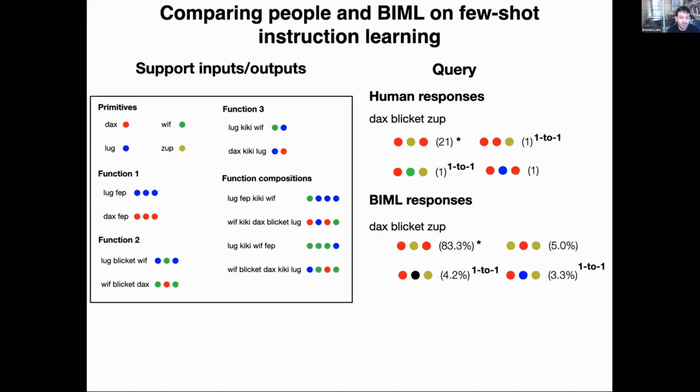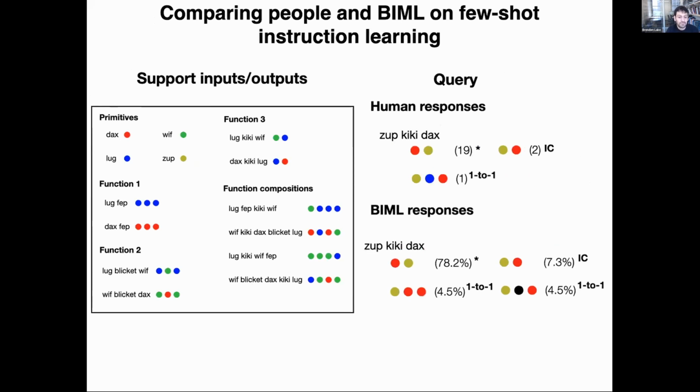So here are some examples. I'm going to show you a couple of these and then I'll wrap up. So here's DAX spliggets up. This is the one we did together. 21 participants did this, but also, some people use these one-to-one heuristics instead. The BIML model does the same thing most of the time, the algebraic answer, but then also one-to-one responses.